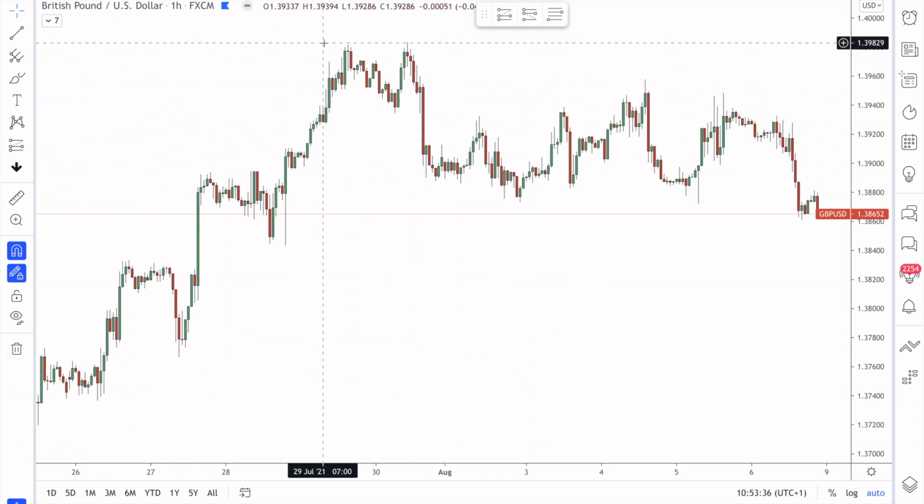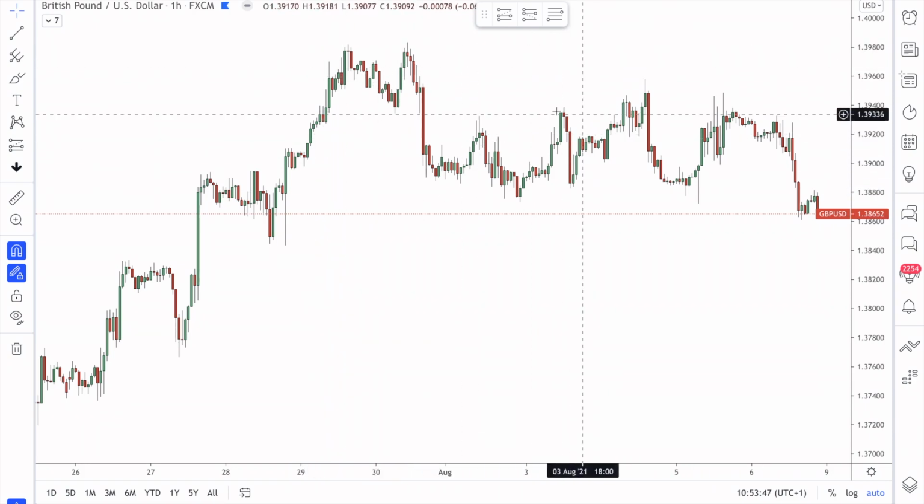Now, a lot of you may have seen on Instagram people with like 5, 10, 15 pip SLs, and they're catching these huge swinging moves, right? So you might be asking yourselves, how do they do this?